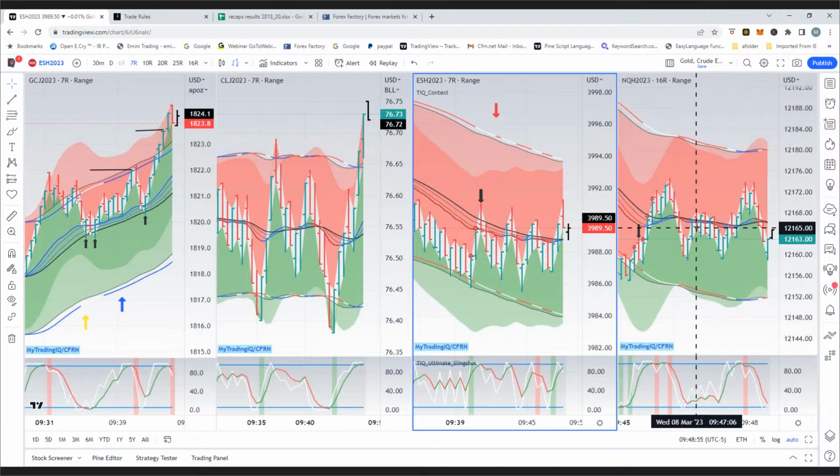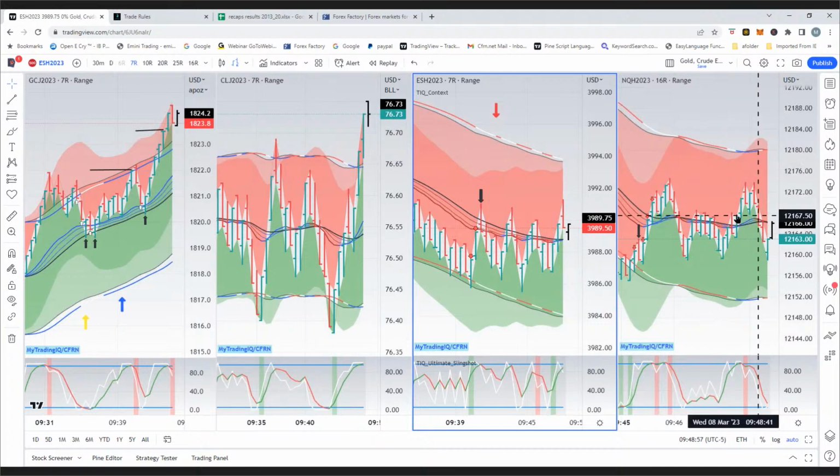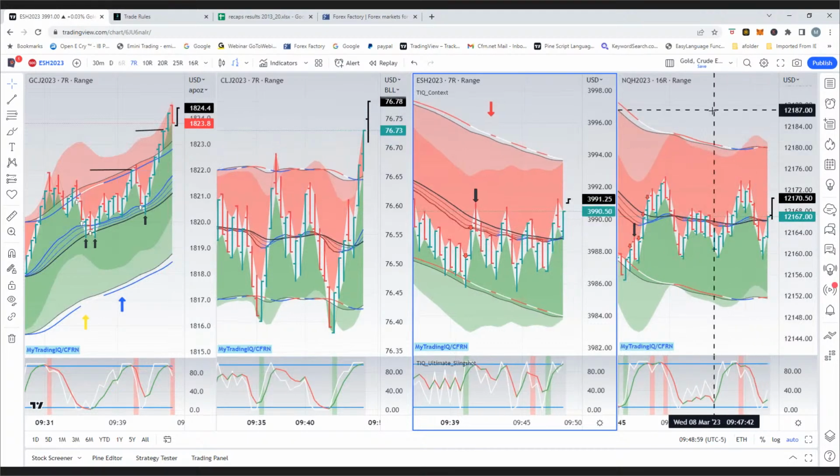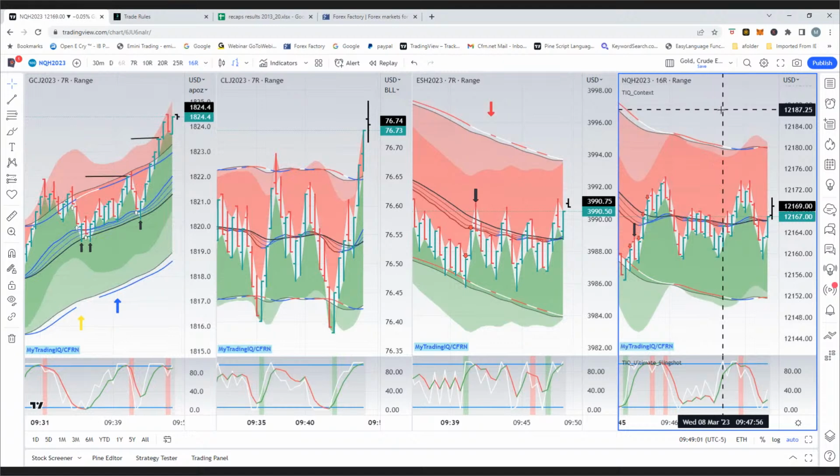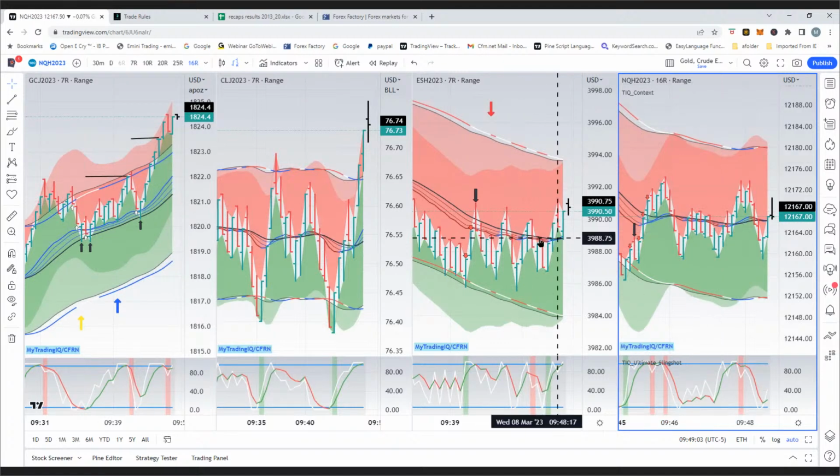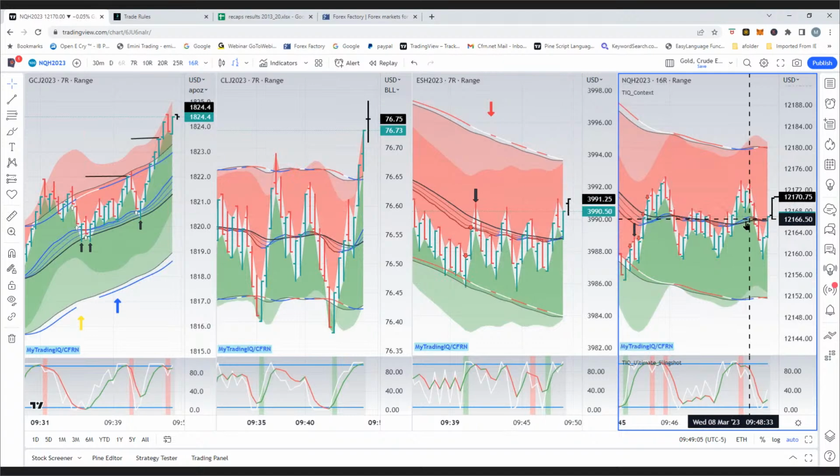Like right here, you don't see any little arrows. That's because the long-term direction is flattening out. You don't see any little arrows right here because the long-term direction is flattening out.